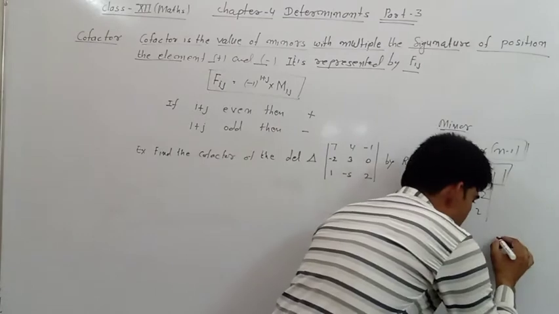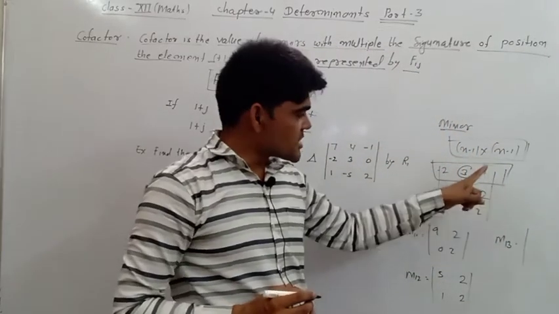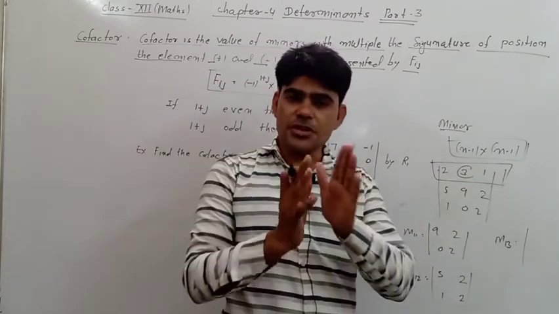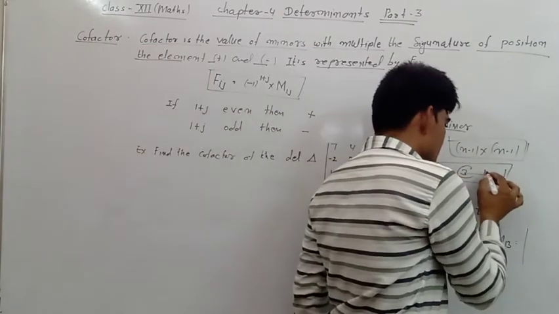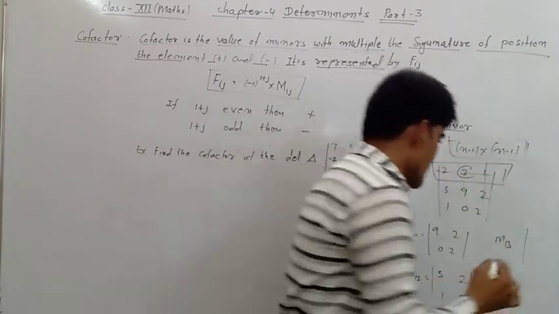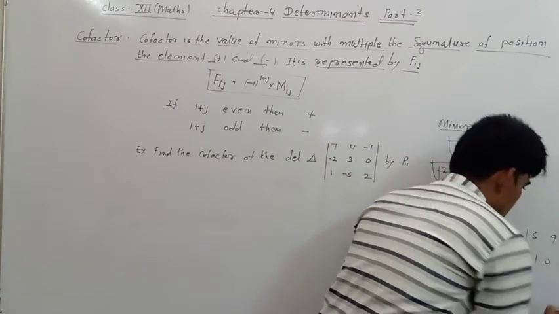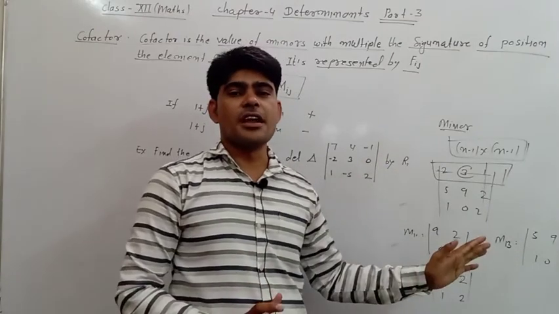Similarly we find M13. M13 means with respect to the third element of the first row. 13 means first row and third column. Then this row is shaded, this column is also shaded. Then we get 5, 9, 1, 0. These are the minors of the given determinant.